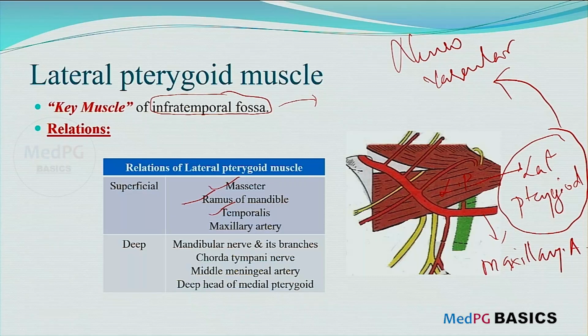Now the deep relations, that means you need to take out this lateral pterygoid muscle to see what lies deep to it. The main structure is the mandibular nerve along with its branches. Then you can see the course of the chorda tympani nerve, which is going to join the lingual nerve. Then you can see the middle meningeal artery, which is running deep to the lateral pterygoid muscle. And one of the heads of the medial pterygoid lies deep to the lateral pterygoid. That head is called the deep head of the medial pterygoid muscle.